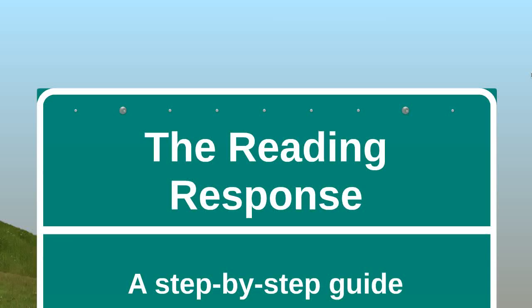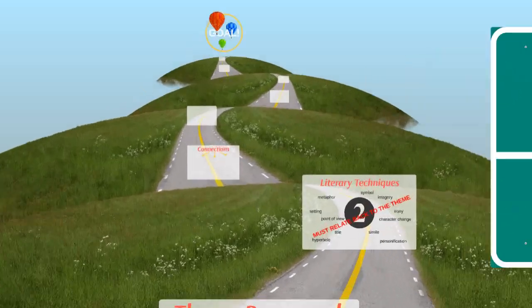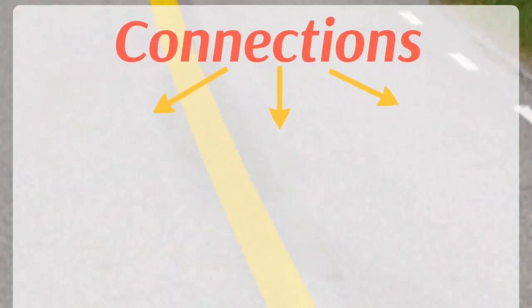Here we are with our third installment of the tutorial on how to write a stellar reading response. Let's see where we are on our road. We've already looked at the theme paragraph, the literary techniques, and now the connections. So essentially a reading response is really how you interact with the text.